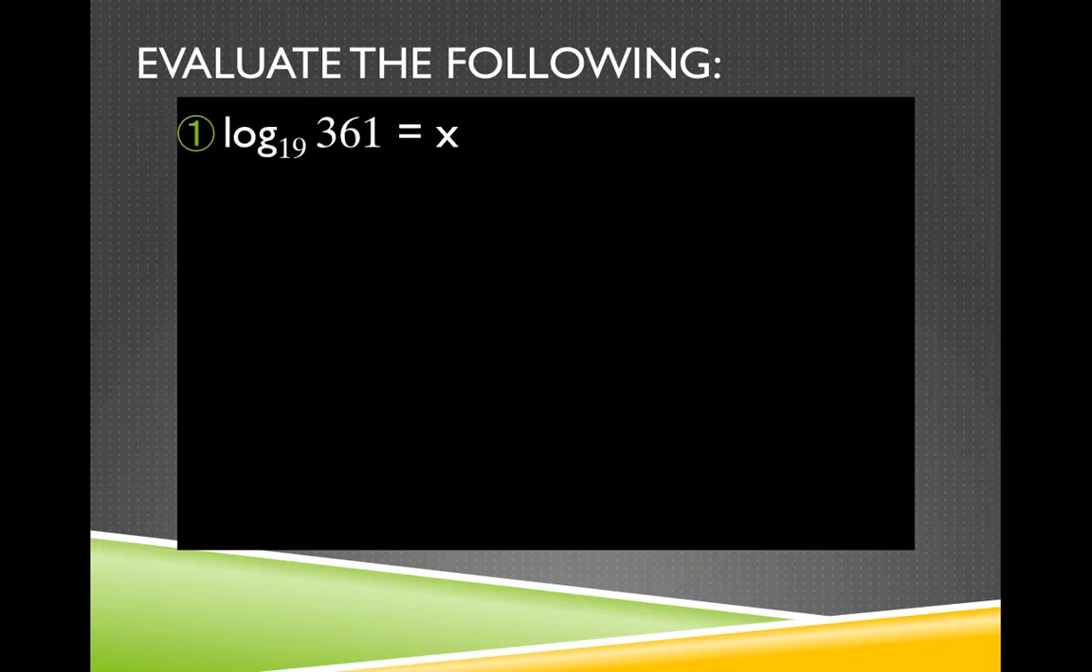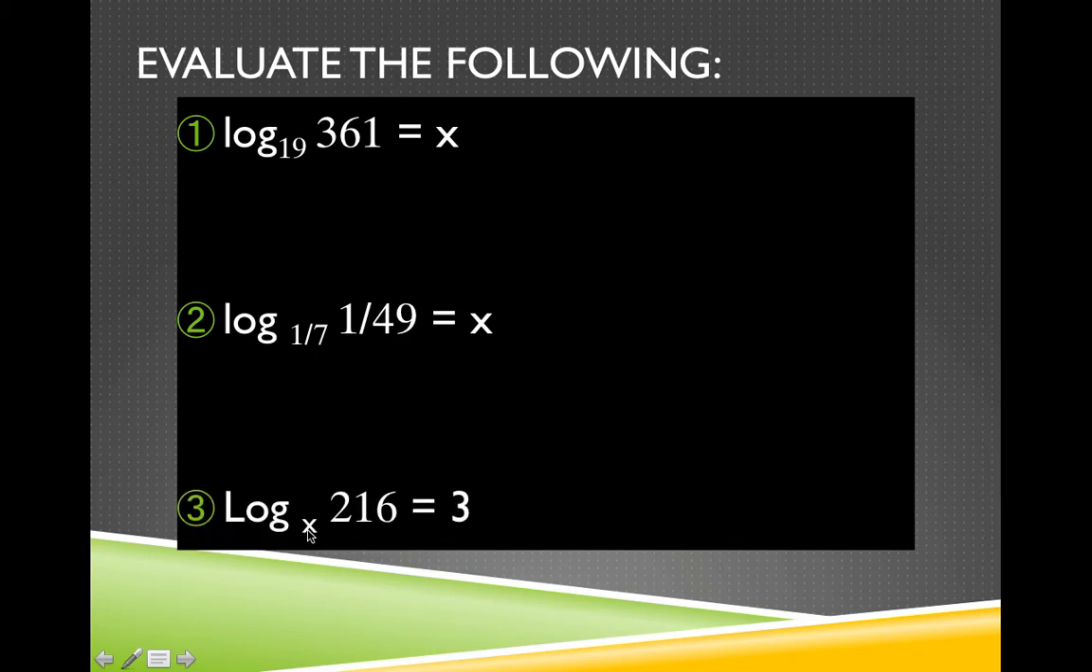All right, so let's evaluate these. The first thing I'm going to do is rewrite this logarithmic expression as an exponent. 19 to the x equals 361. Same thing with this one. I'm going to say 1/7 to the x equals 1/49. Same thing with this one. X to the third equals 216.